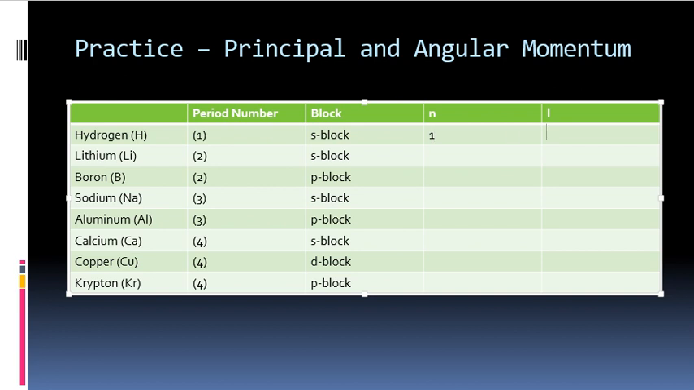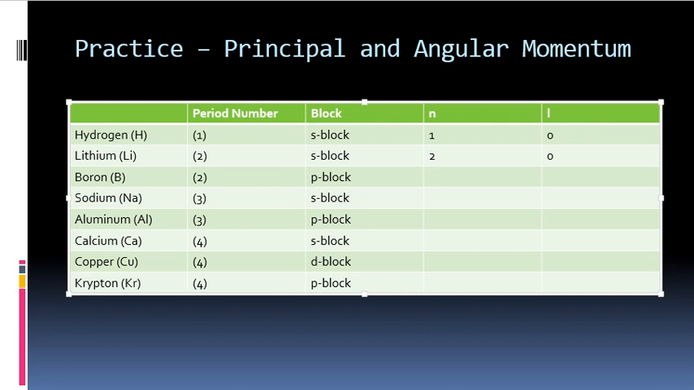And for the angular momentum number, for any S electron, L will always equal 0. Now take lithium, which is in period 2. As an S block element, the period number equals the principal quantum number. And since this is still going to be an S electron, the angular momentum number will once again equal 0.